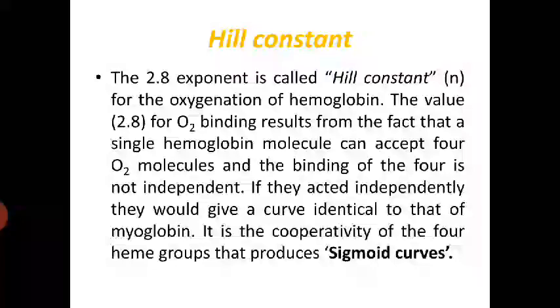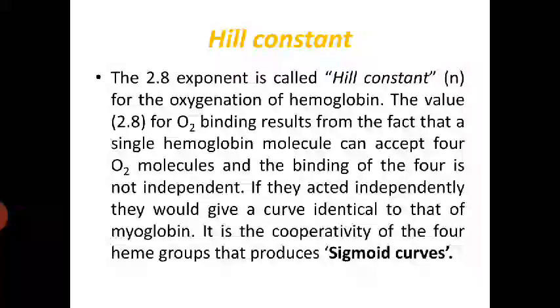If they were independent, the equation would be similar to that for myoglobin, that is Kmb. As they are not independent, they act with cooperativity, that is, the binding of oxygen changes depending upon the other heme units. So if they acted independently, they would give a curve identical to that of myoglobin, like hyperbolic. But it is the cooperativity of the 4 heme groups that produces sigmoid curves.